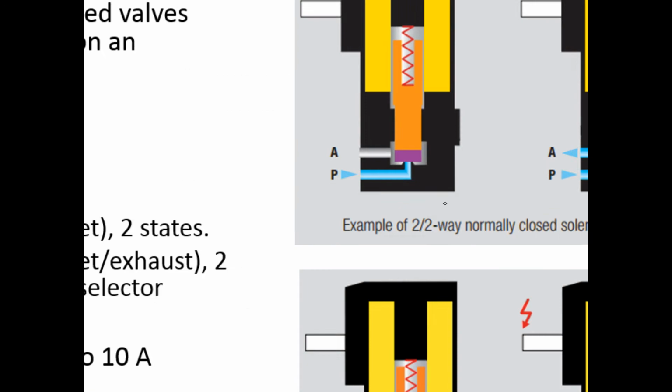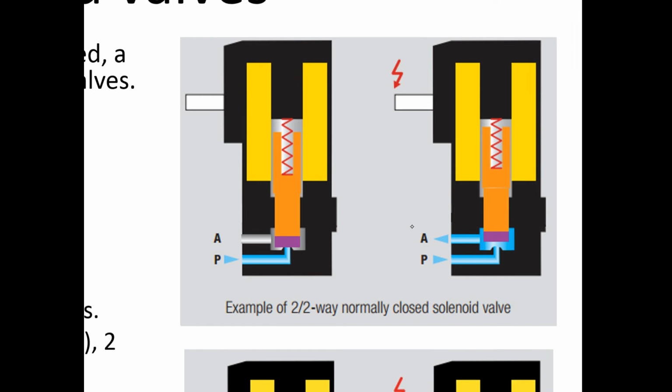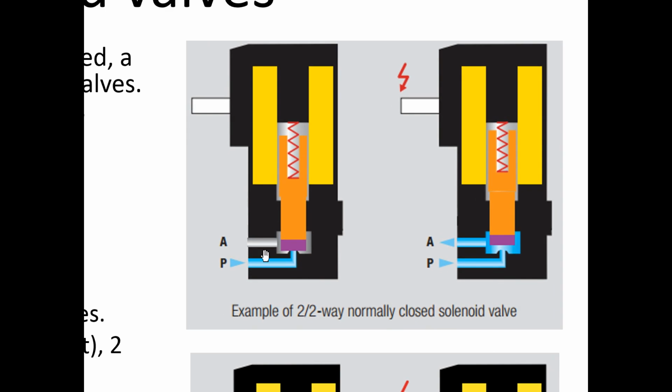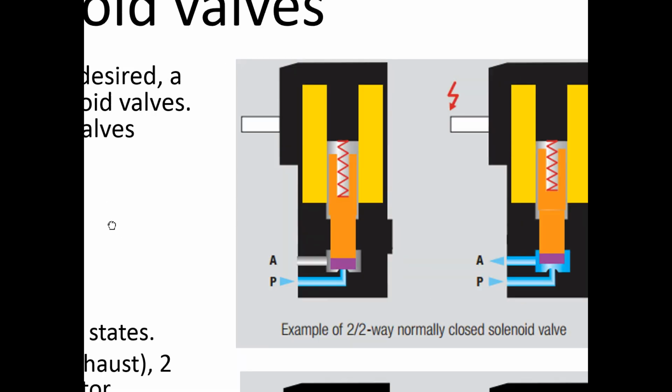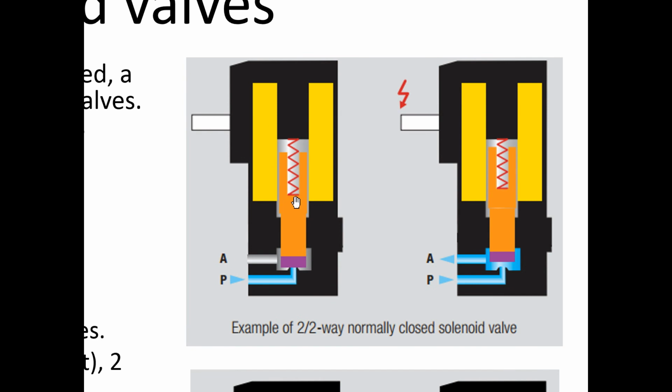So this is an example of a solenoid valve. These are the two channels. This is a 2-2 valve. A 2-2 valve has 2 ports, an inlet and an outlet, and 2 possible states. The plunger here will either be in the push down position, and when you activate the electrical signal, it pulls the plunger up, and that allows flow. So this is an example of a normally closed valve.